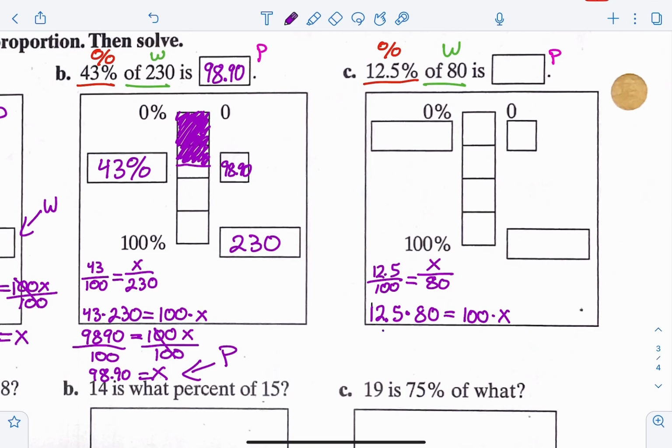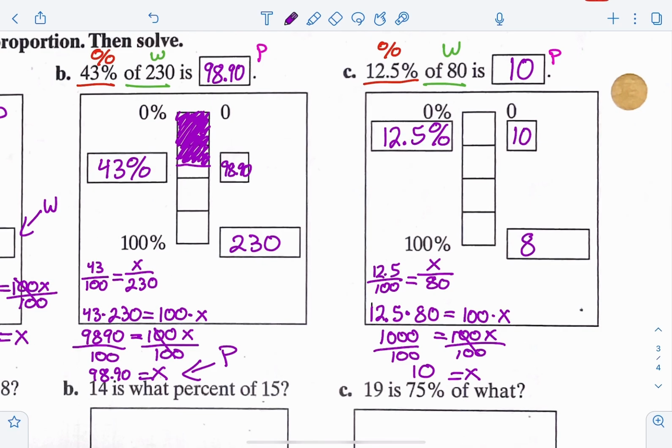12.5 times 80 gives us 1,000 equals 100x. If we divide both sides by 100 to get x by itself, we're going to have 10. So our part is 10. So then to fill it in, this one's our percent, 12.5%. Our part is 10, and our whole is 80. So we need to color in 12.5%. So again, if this line is 25%, 12.5 is about halfway to that. So we're just going to color in this much of our bar.